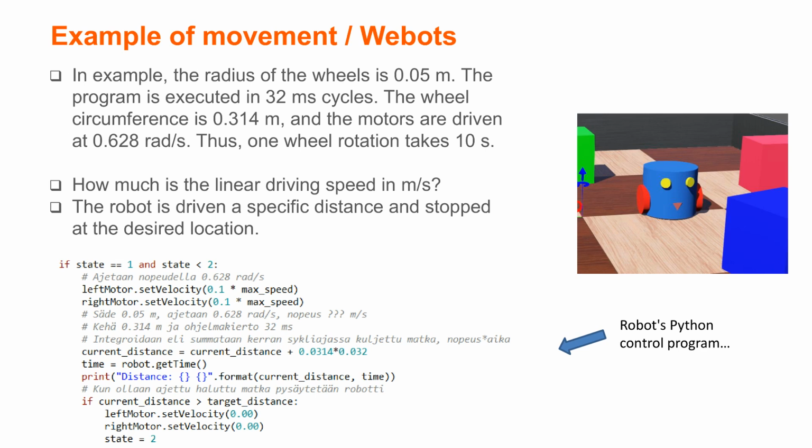Let's examine an example in Webots. The robot's wheel radius is 0.05 meters. The program runs in 32 ms cycles. Wheel circumference is 0.314 meters. The robot moves at 0.628 radians per s, meaning one full rotation takes 10 seconds. By using these parameters, we calculate the linear speed and stopping position of the robot.